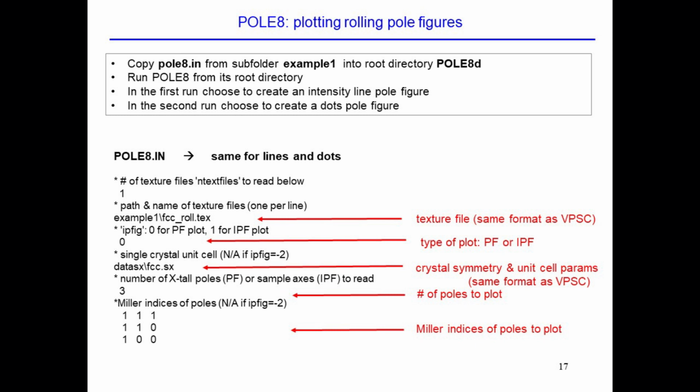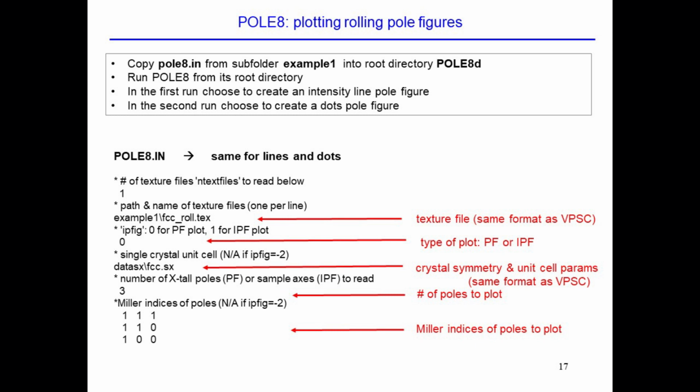So you can plot several textures at the same time. You say how many texture files you are going to read. In this case, it's only 1. Where is that file and what is the name? That file is in example 1, FCC roll text. Do you want to plot a pole figure or an inverse pole figure? The pole figure is 0, the inverse pole figure is 1.